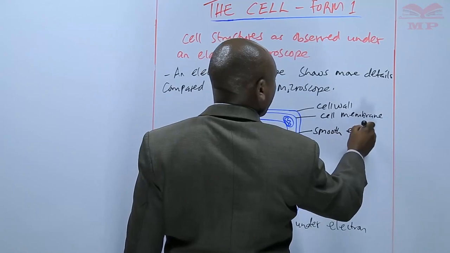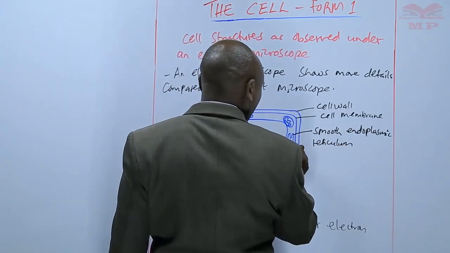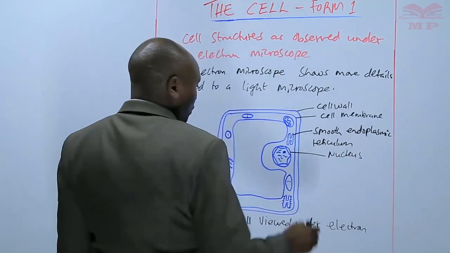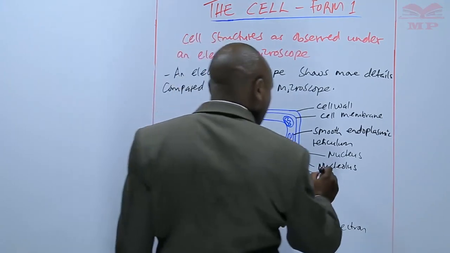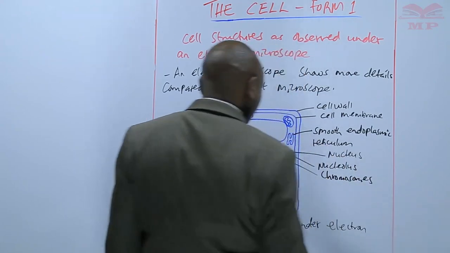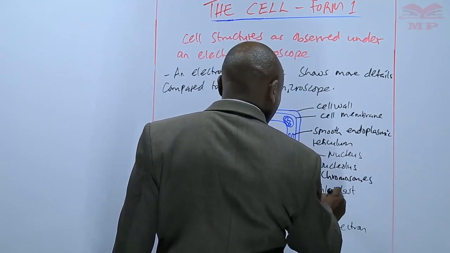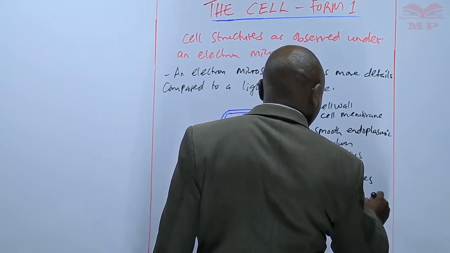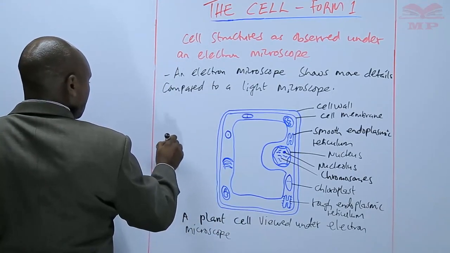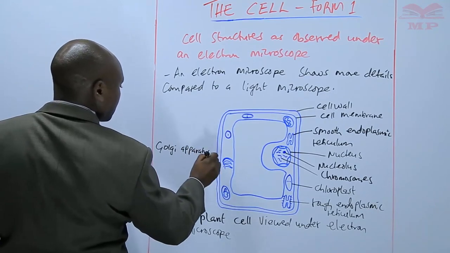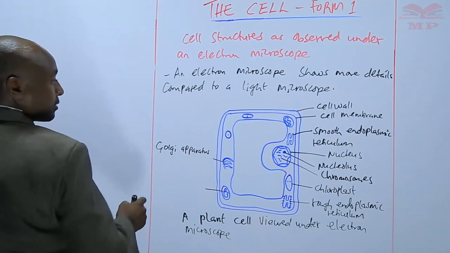Smooth endoplasmic reticulum. We have the nucleus showing the nucleolus. And the chromosomes. We have the chloroplast, rough endoplasmic reticulum, the Golgi apparatus, mitochondrion.